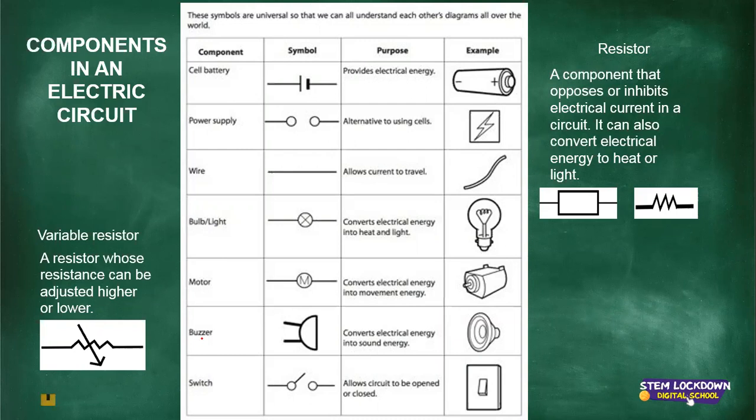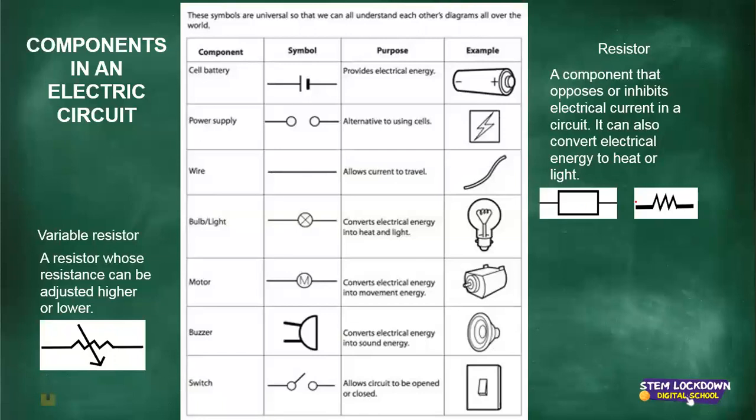Okay, and then you have a buzzer. So this is the symbol for a buzzer, and it converts electrical energy into sound energy. So this is how your buzzer will normally look, and then your switch. So for drawing a diagram, your symbol for a switch is this, and in real life it looks like this, and it allows the circuit to be open or closed.